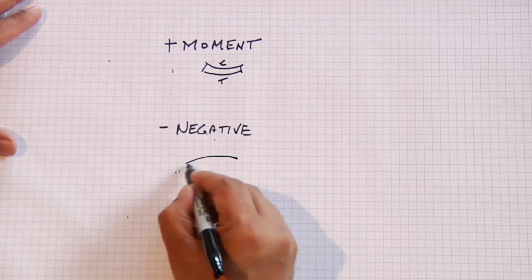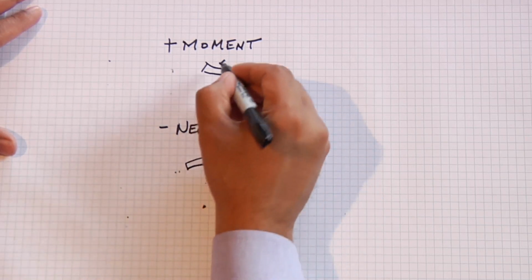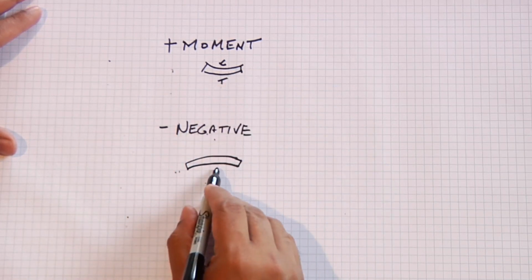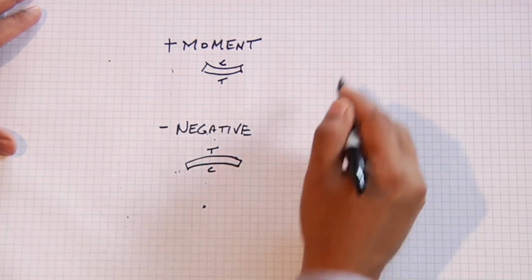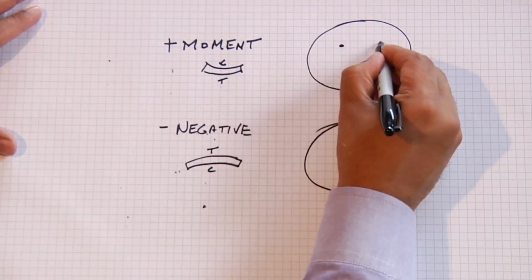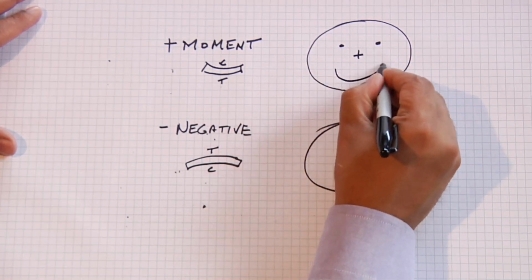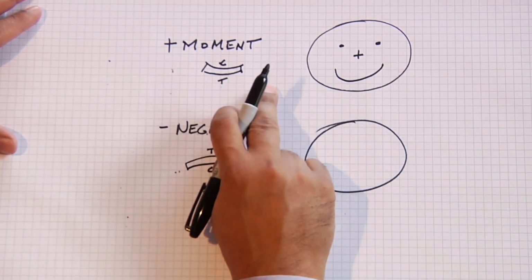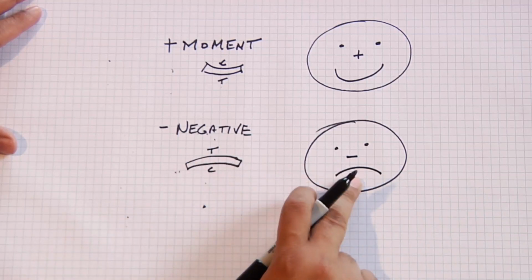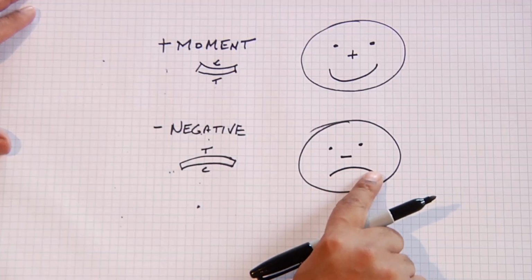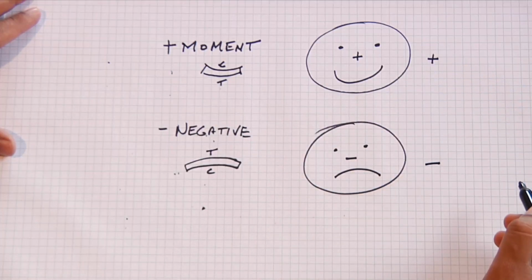Negative moment occurs when the beam is shaped like this. This is concave up, this is concave down. In negative moment, we have tension on the top, compression on the bottom. The rule that we use, very simple rule, is if the beam is happy, it has a positive moment. And if the beam is sad, it has a negative moment. This is the negative curvature, this is the positive curvature. Positive moment, negative moment. Simple rules of thumb for you to remember.